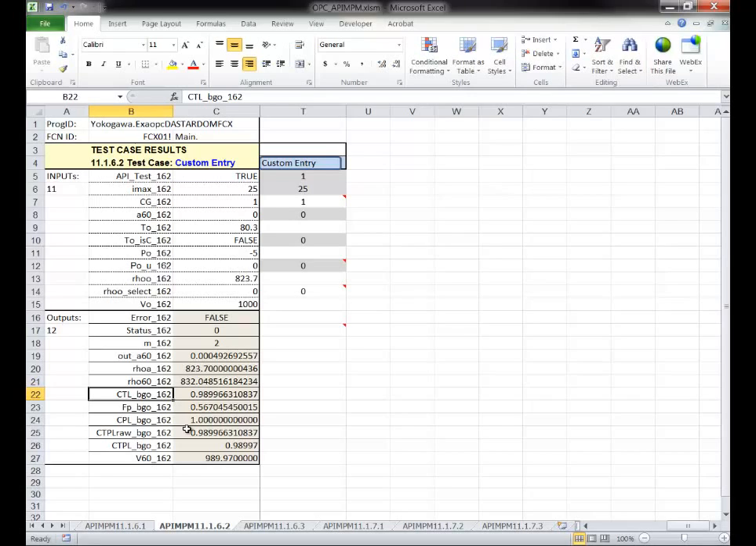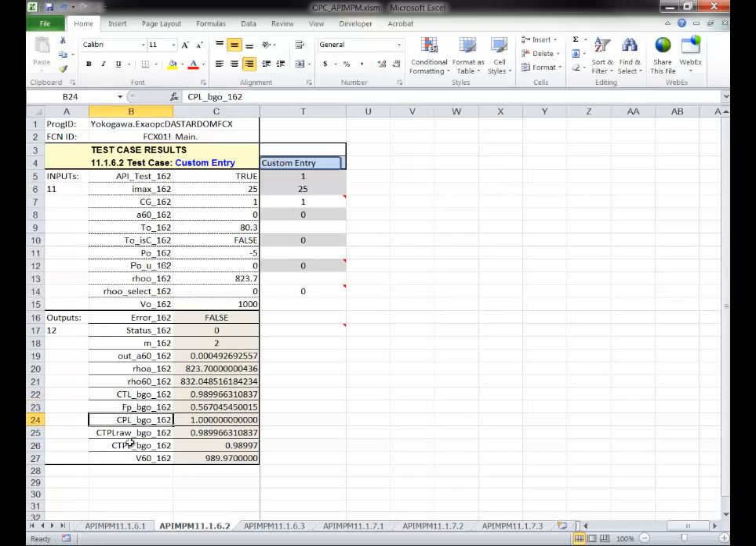The CTL, of course, is the correction factor due to temperature. And the underscore BGO means it corrects from the observed conditions to base conditions. So in other words, it gives you the base given the observed. So you measure the observed, and then you want to correct and calculate what the base condition is. That's what BGO means. F sub P is the compressibility factor, and that's for pressure.